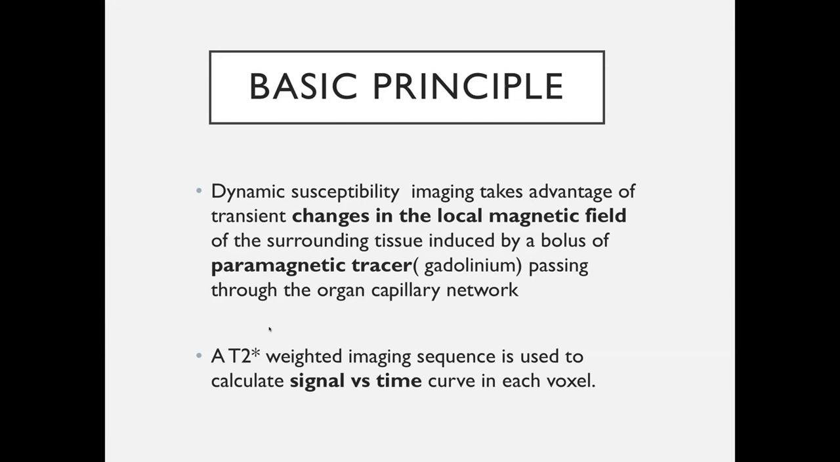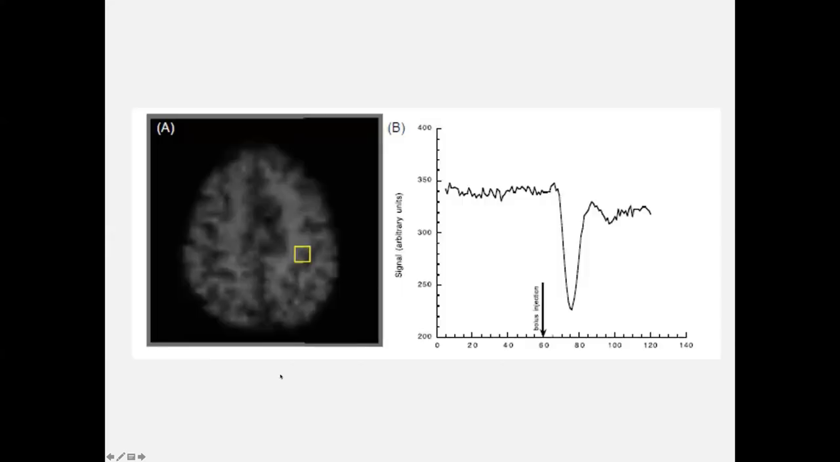So here we are on the same principle: in a T2 star weighted imaging sequence, we study the signal versus time curve. Very important is how the signal changes over time in a given region of interest as the paramagnetic substance passes through that region of interest.